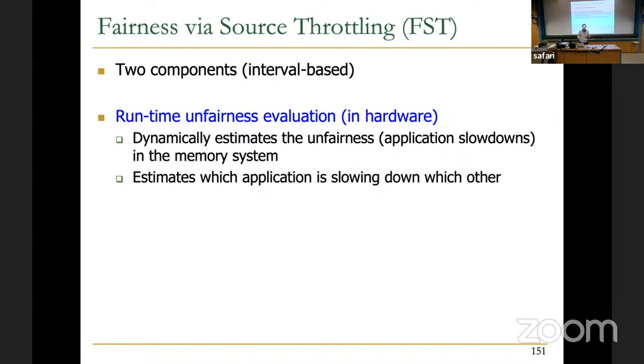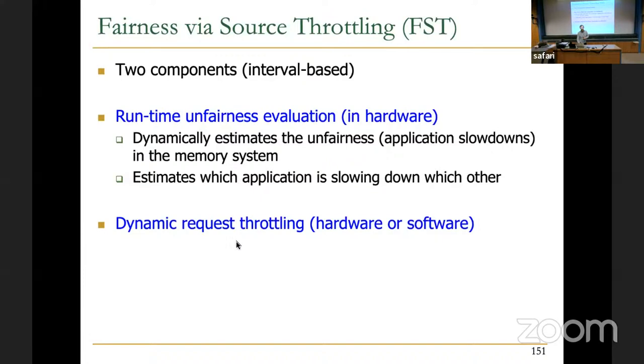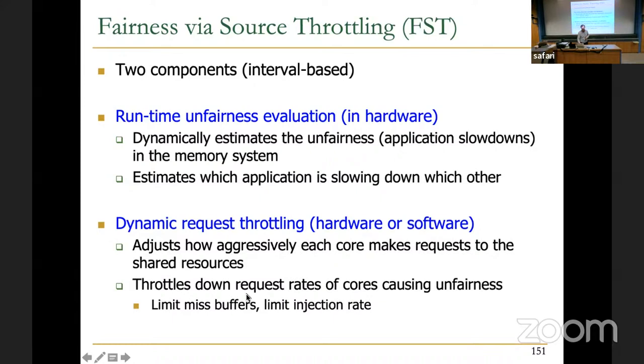And then there's another component, the dynamic request throttling engine. It can be implemented in hardware or software. It adjusts how aggressively each core makes requests to the shared resources. So it throttles down the request rates of cores that are causing unfairness. How does it do that? It can limit how many outstanding misses the core can have. It can limit the injection rates. You can inject only one request every 1,000 cycles, for example. Or you're not restricted: you can inject as many requests as you want for now because you're not interfering with anyone, or the system is not that utilized, so go ahead, right? That's the idea.